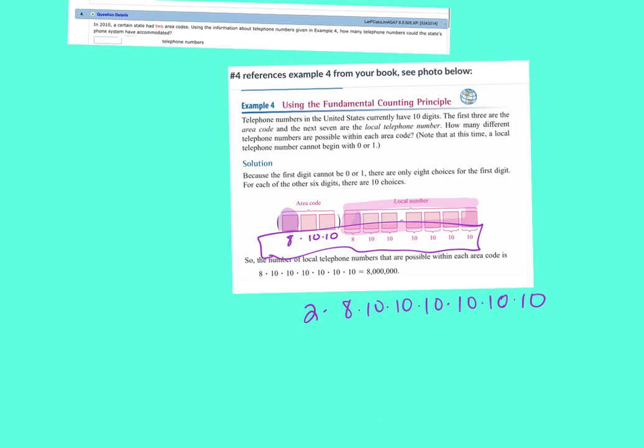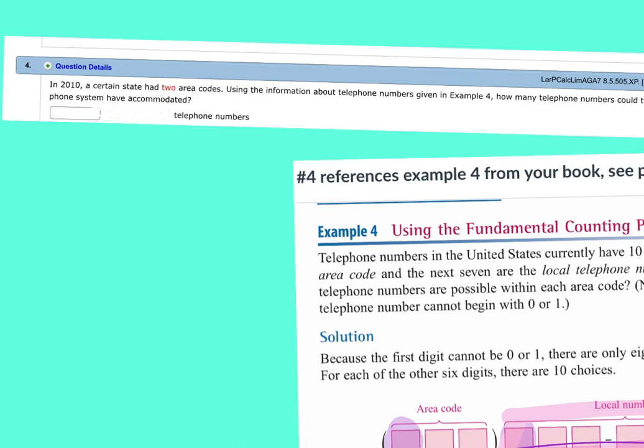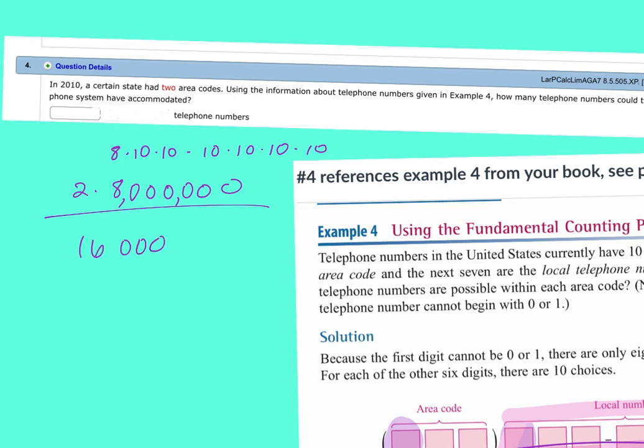But this question on the homework says that there are 2 area codes, using the information, figure out how many. The number within the area code is 8 times 10 times 10 times 10, 2, 3, 4. So within the area code, there are 8 million options, but then they're saying there's 2 area codes, which means there's 8 million twice, right? 8 million for the first option, 8 million for the second option. So this would be 16 million.